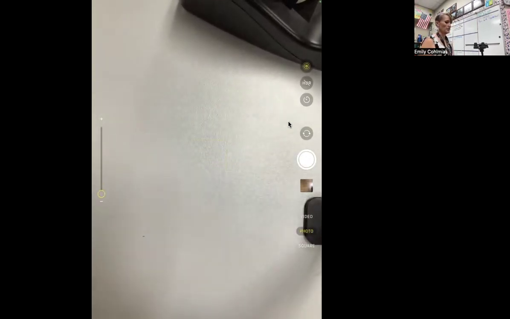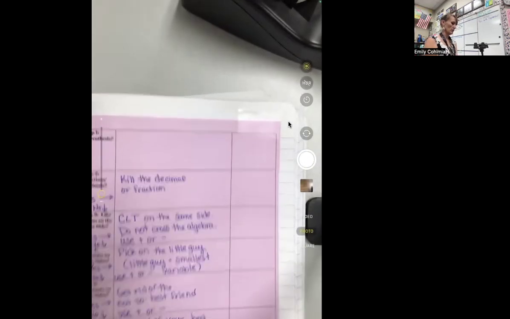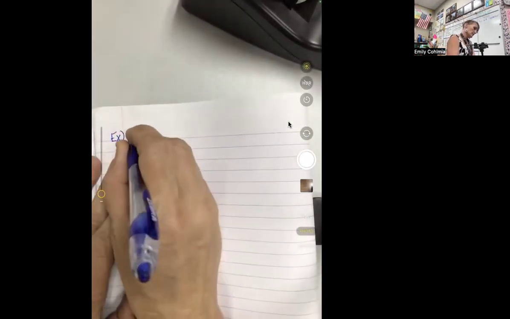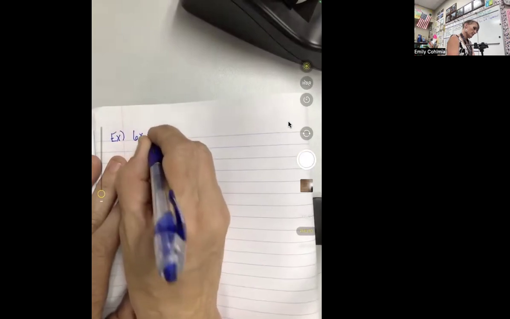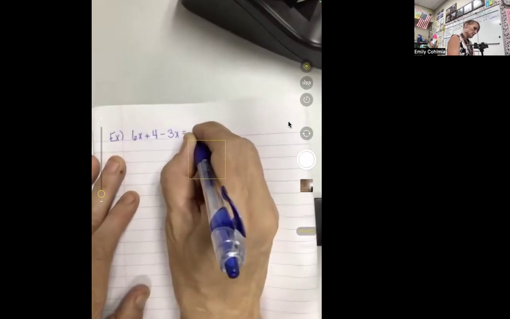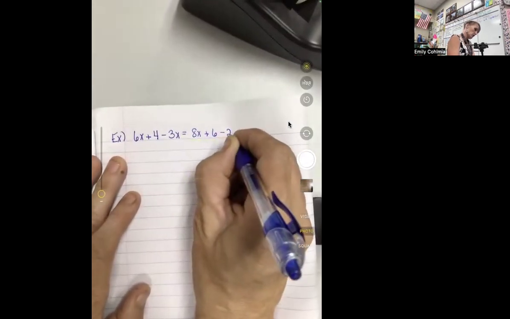Okay, so that's what it looks like. We're going to do another example. And again, this is just following all of these steps. So let's do this one. Let's do 6x plus 4 minus 3x equals 8x plus 6 minus 2.